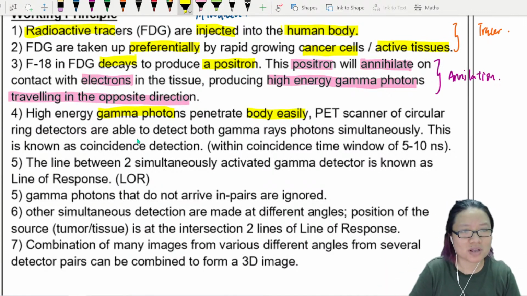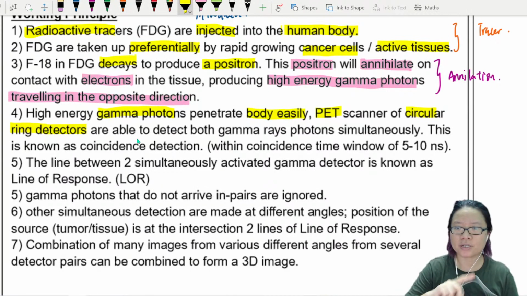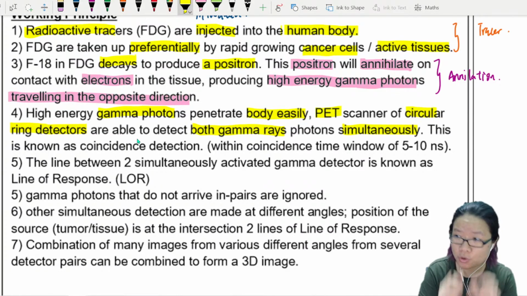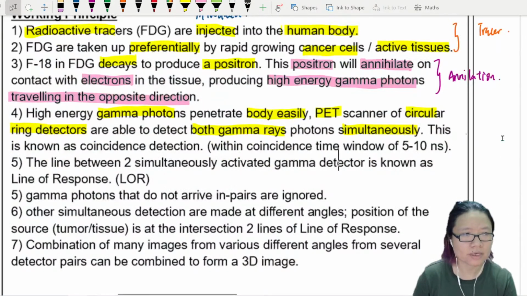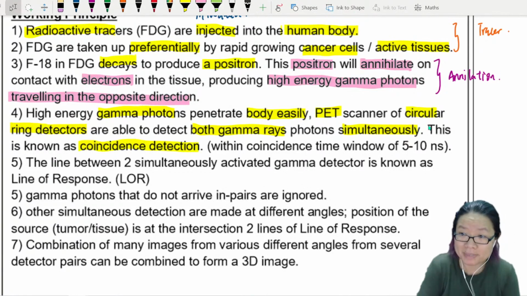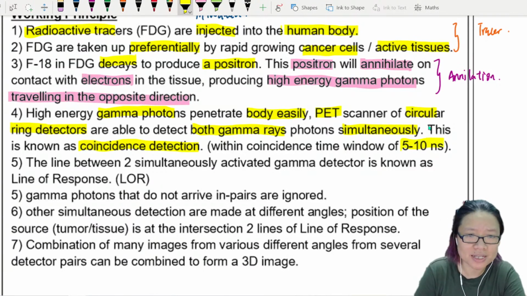So we have a PET scanner of circular ring detectors, and these circular ring detectors will detect both gamma rays simultaneously. They should arrive at both sides at the same time or close to the same time. This is called coincidence detection. It happens at the same time, coincidence, and we allow a window of 5 to 10 nanoseconds.